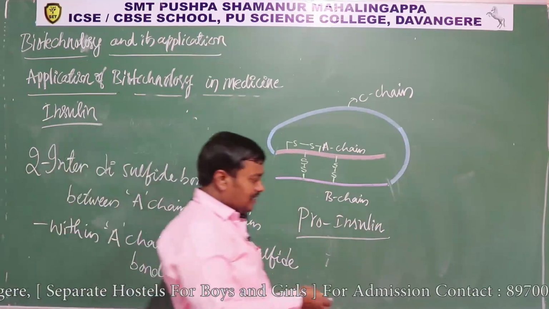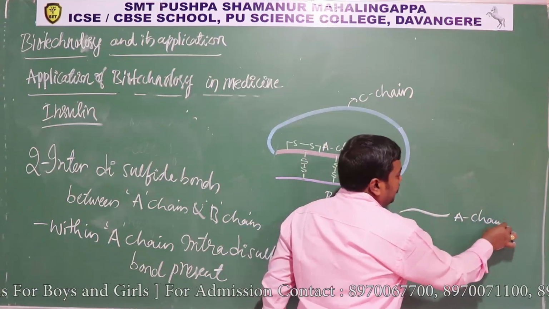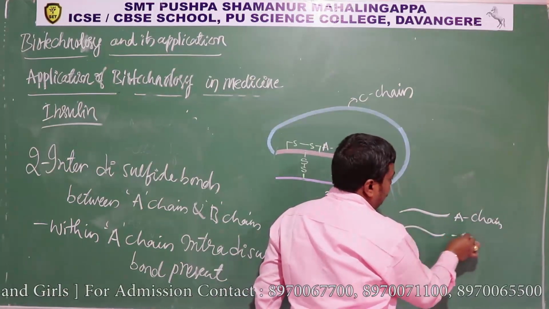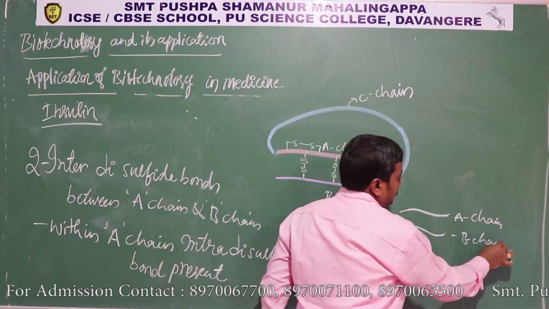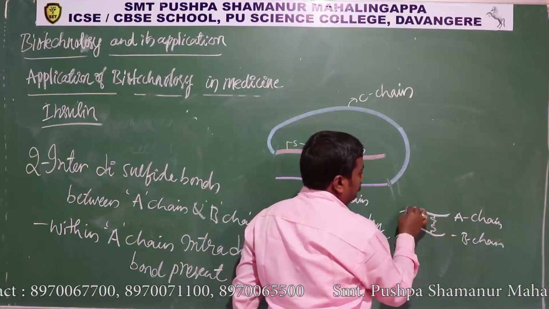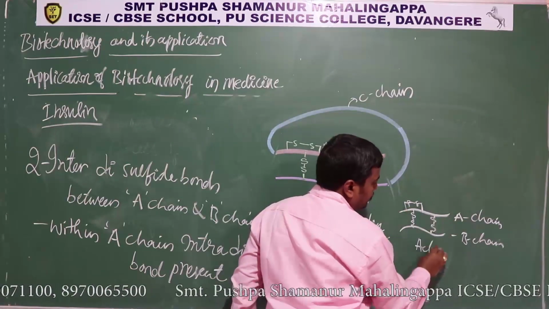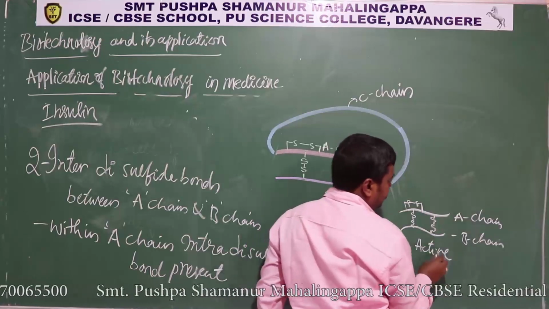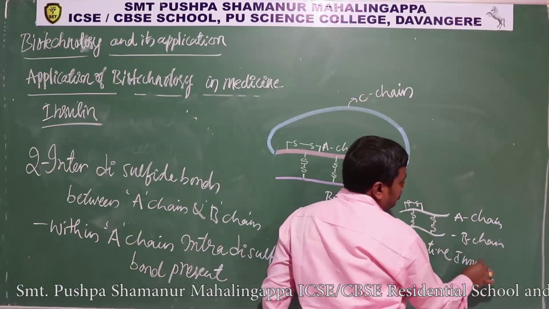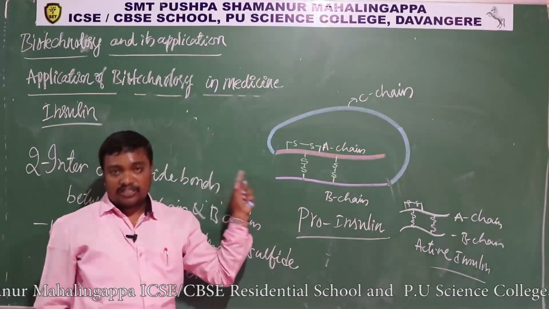So active insulin consists of only A chain and B chain. So this is active insulin. If you remove this C chain, it becomes active insulin.